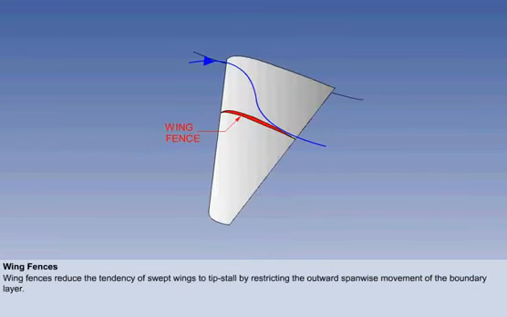The tendency of a swept back wing to tip stall is due to the induced spanwise flow of the boundary layer from root to tip, and there are several design features that can be incorporated to redress this effect, to give more acceptable stall properties. Wing fences are thin upright metal strips, which generally extend from leading to trailing edge, and restrict the outward drift of the boundary layer.